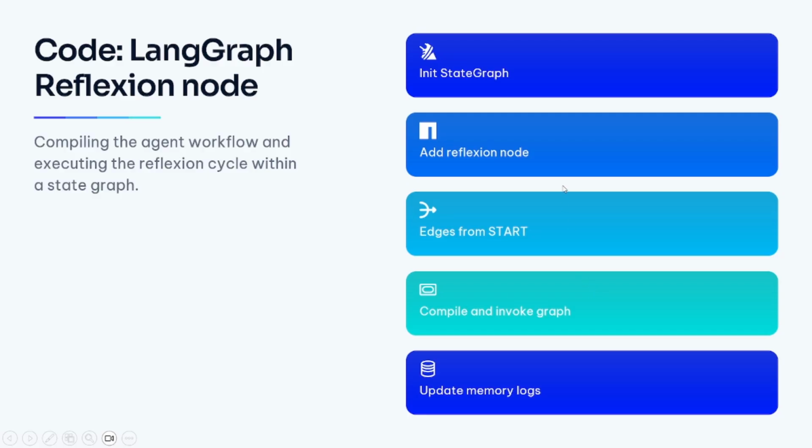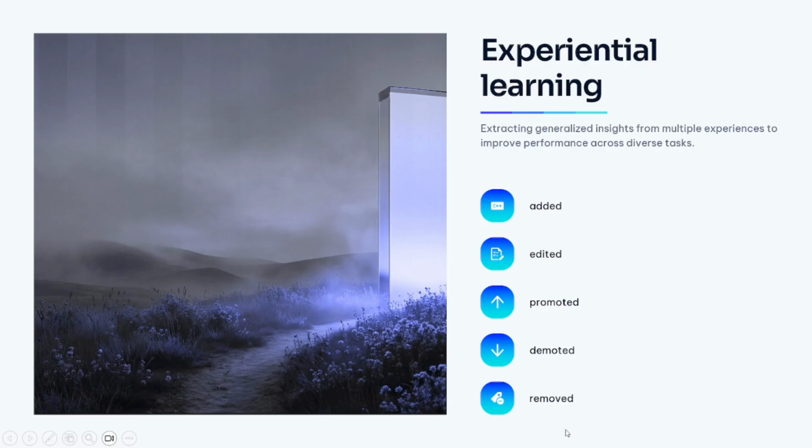So, LangGraph reflection mode. This means compiling the agent workflow and executing the reflection cycle within a state graph. LangGraph implements reflection in this pattern: in its state graph, add the reflection node, add edges from start, compile the graph, and update memory logs. So this is the flow of LangGraph, which you can also implement in your model.